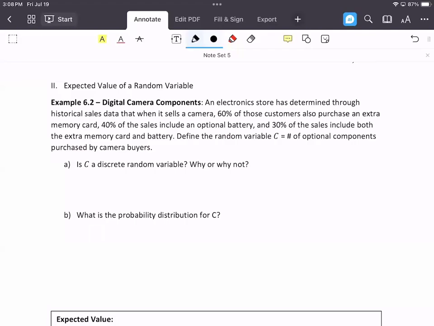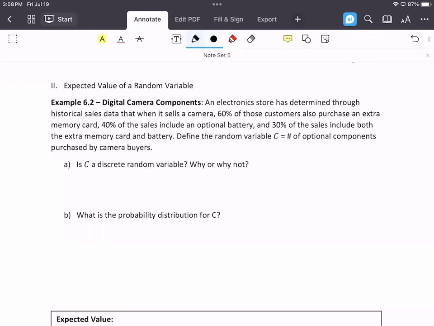Now, before we move on, looking at the expected value of, in this case, a discrete random variable, let's remember, keep the big picture here. A random variable has to be a number, and it is quantitative in nature. And then remember back from note set one, if a variable is quantitative, we want to look at various aspects of that data.